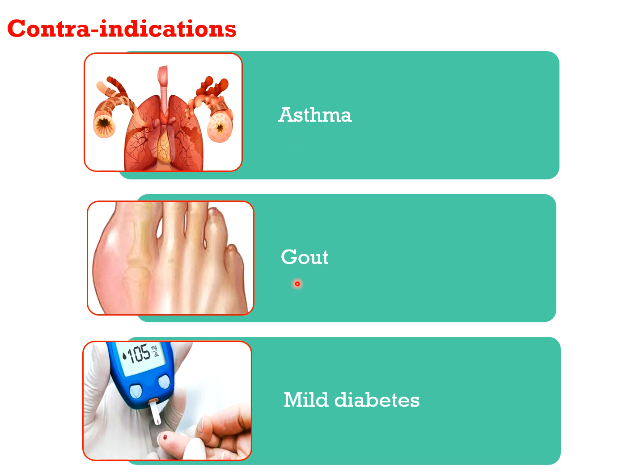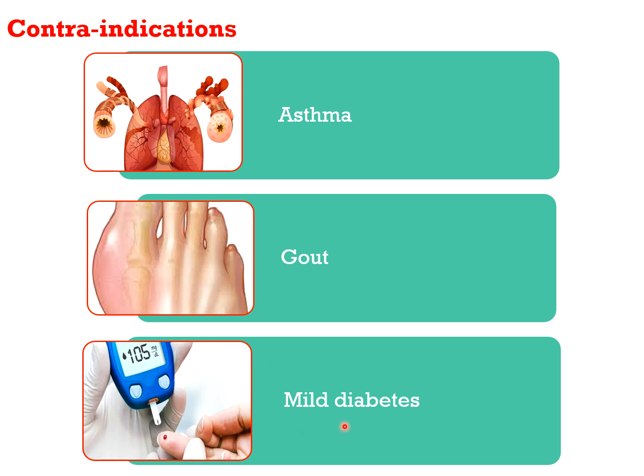Second one, gout. We should avoid it in case of gout. You know well that gout is an increase in uric acid levels in the joints, so it may cause arthritis. Gout is a condition with an increase in uric acid level. If we administer aspirin, aspirin reduces the excretion of uric acid, so there is again an increase in uric acid level. It worsens the condition, so we should avoid it in case of gout.